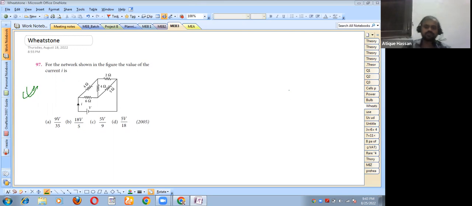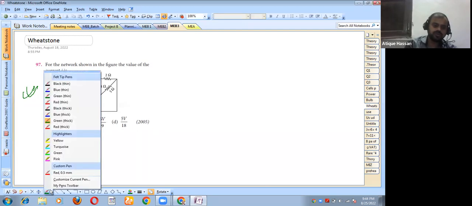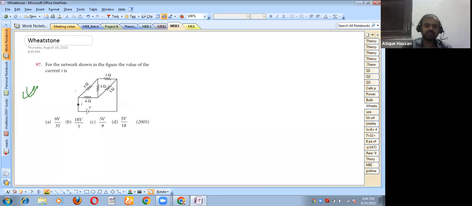So let us solve this question. Very easy question. I worried why any of you have not solved the question. It is based on Wheatstone bridge only. So what we have to do, we have to apply the concept of Wheatstone bridge. So for that, what we have to see the multiplication of opposite resistors.